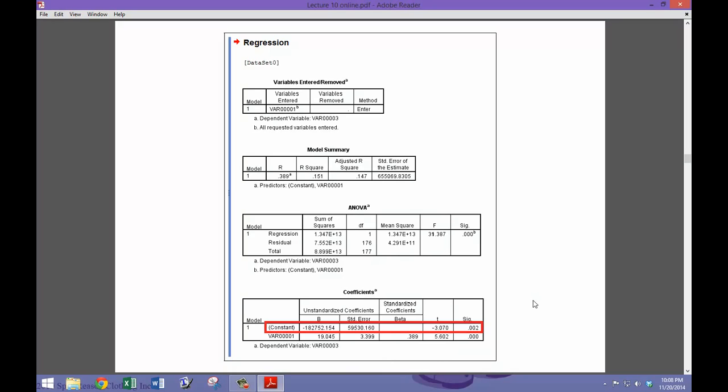All the information you need for a hat is located in the top row of this last table. A hat is located in the B column. Yes, I know this is confusing. Negative 182,752.154.